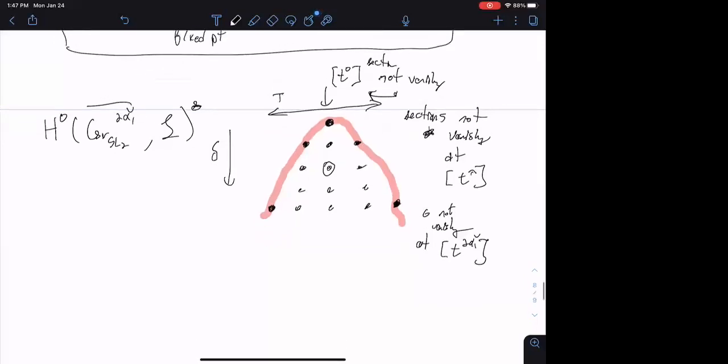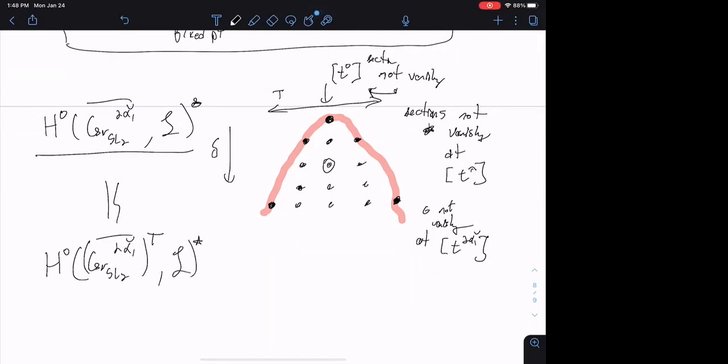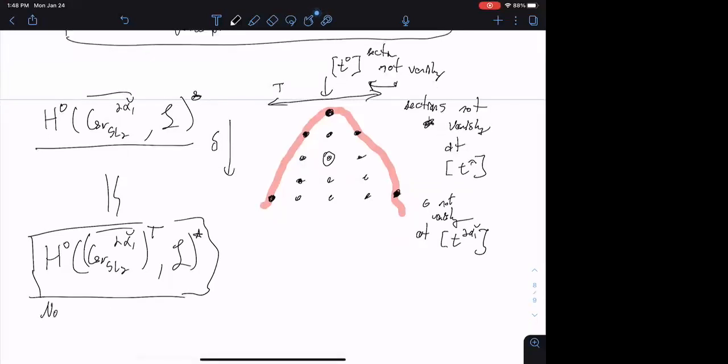So what Zhu's theorem allows us to do, these are the weight spaces associated to this space. Now Zhu says this is isomorphic to global sections of the T fixed subscheme of the Schubert variety for SL2 of 2 alpha 1 check bar, L dual. And remember, this can be viewed as the intersection of the T fixed subscheme with the Schubert variety. So this is a non-reduced scheme supported at T fixed points.